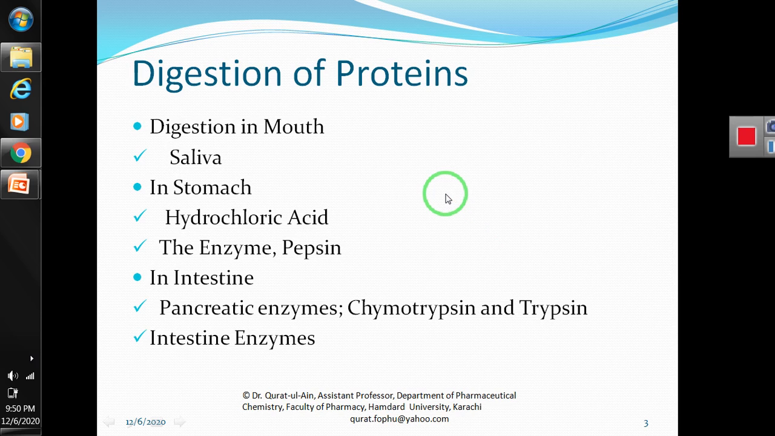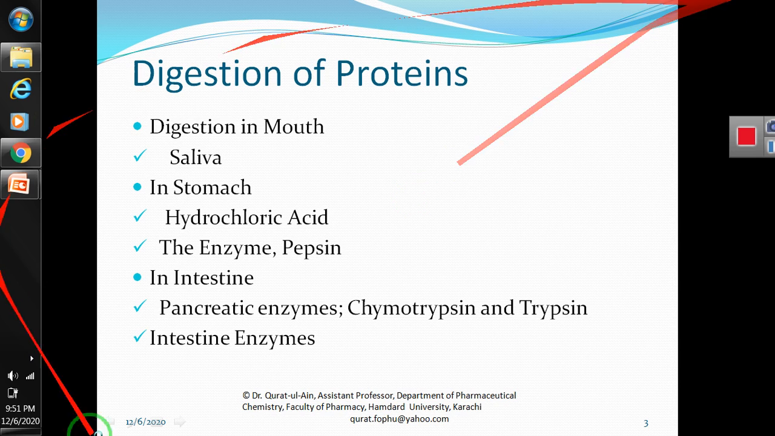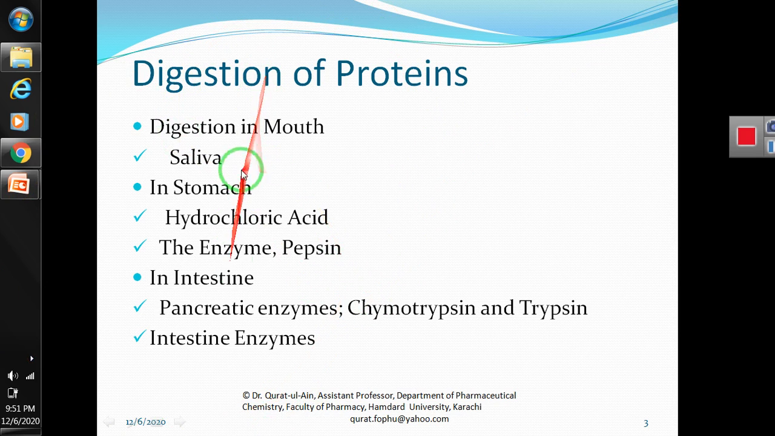Protein digestion takes place by both mechanical and chemical support. And what are these mechanical and chemical supports for the digestion of protein, and where do they come from in our body? The chemical support is different enzymes that are present in different parts of our body, and the mechanical support is the muscular contraction of the different parts of our body.